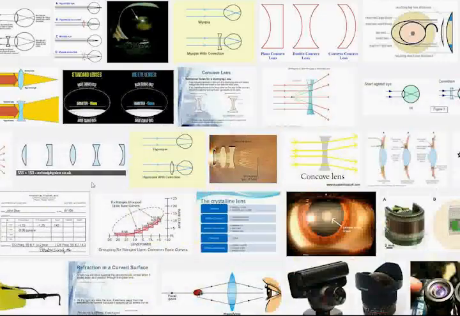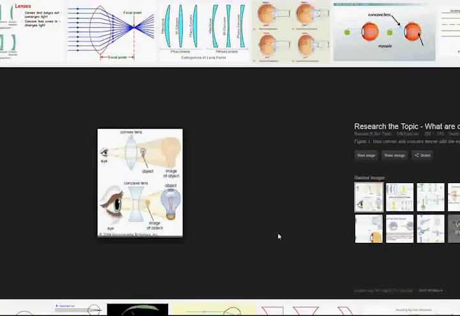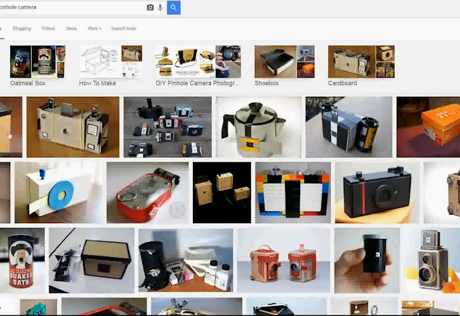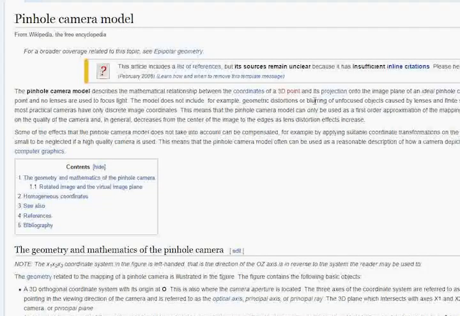After all, the further away something is, the more likely it is to be affected by the curvature of our lens. You can try a pinhole camera, but the pinhole camera model does not include, for example, geometric distortions or blurring of unfocused objects caused by finite-sized apertures. It also does not take into account that most practical cameras have only discrete image coordinates. Its validity depends on the quality of the camera, and in general decreases from the center of the image to the edge of the lens, and distortion will increase.